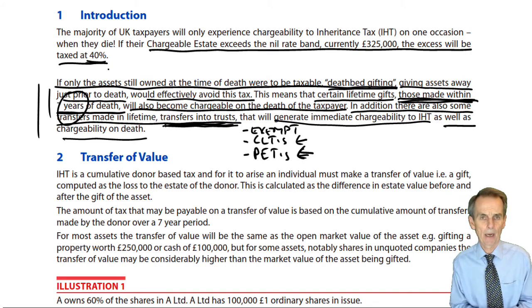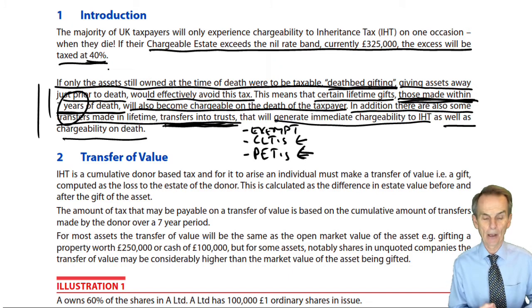Most taxpayers only incur chargeability to IHT when they die. It is possible, as it will be, I suspect, in an exam question that you see, that they'll have a more interesting taxpayer to deal with who will, in lifetime, have made transfers into trusts, therefore creating a tax chargeability in lifetime, a lifetime transfer chargeable when made. But that's for a much later lecture.